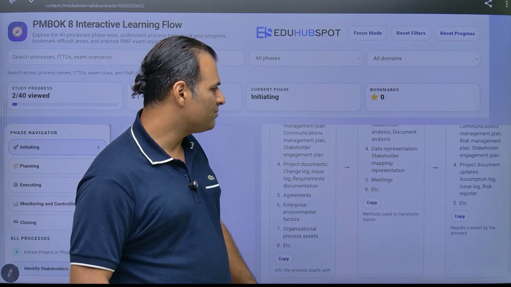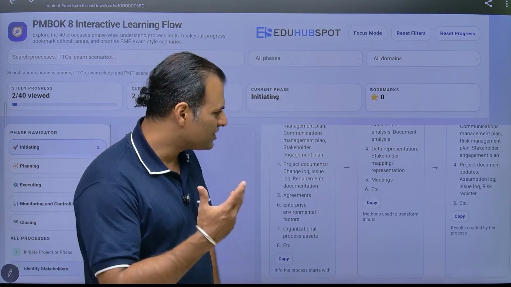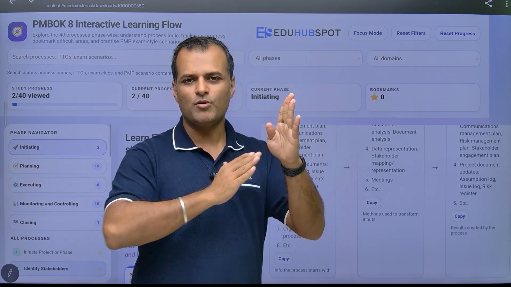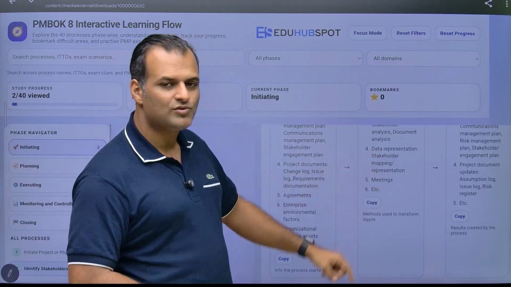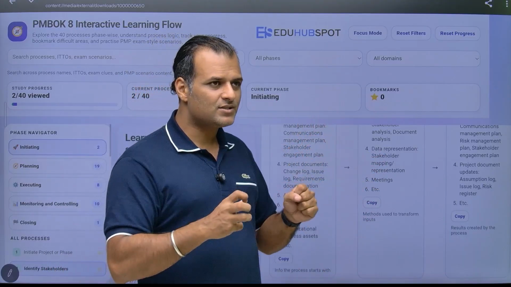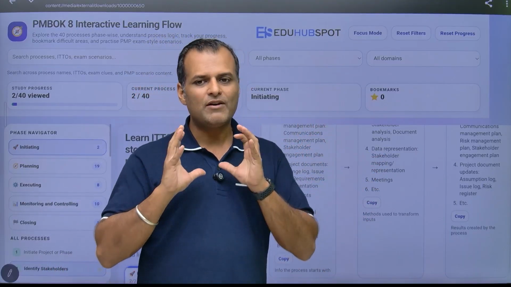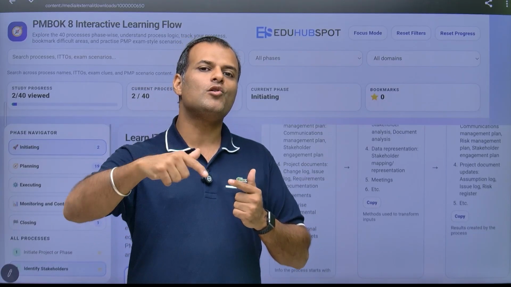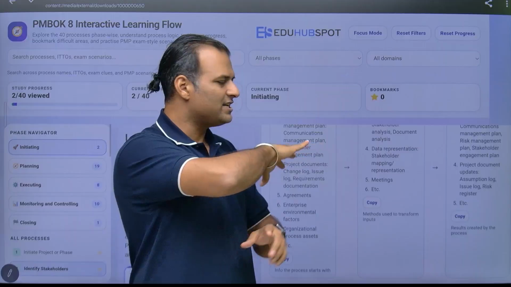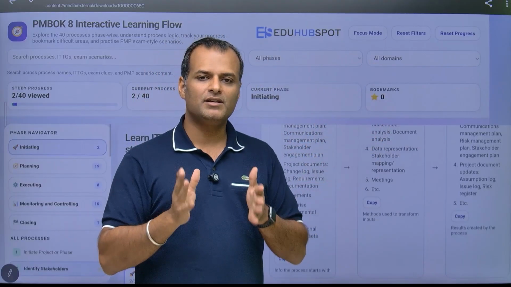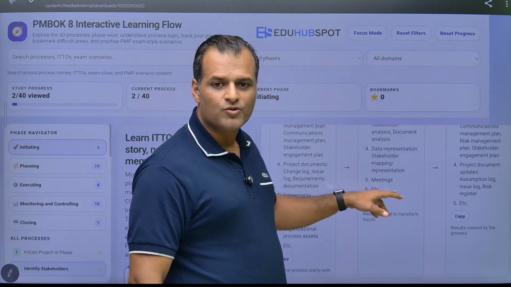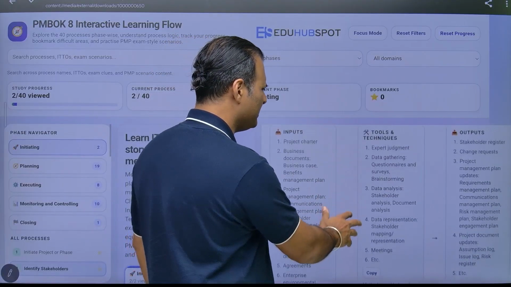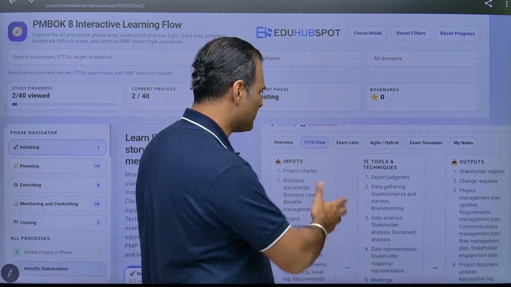Then you have data representation, stakeholder mapping representation. You can map the stakeholders from a power interest grid perspective. That will also be taken care of. Again, this video, as explained before, you don't have to memorize anything. The main part is to understand and solve the questions which can be based on the scenario which PMI will create for you. And of course you will have meetings as the input. You can ignore it. Meetings is a common tool, so I won't explain.